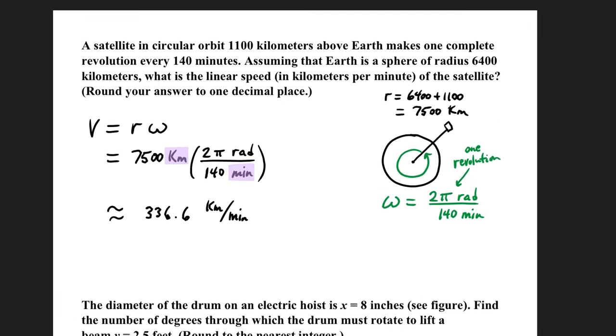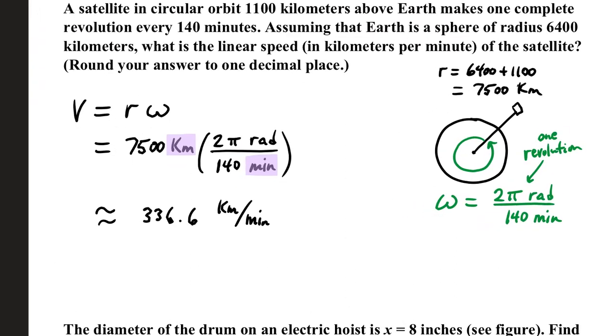A satellite in circular orbit 1,100 kilometers above Earth makes 1 complete revolution every 140 minutes. Assuming that Earth is a sphere of radius 6,400 kilometers, however you want to pronounce it, what is the linear speed in kilometers per minute of the satellite? Round your answer to 1 decimal place.